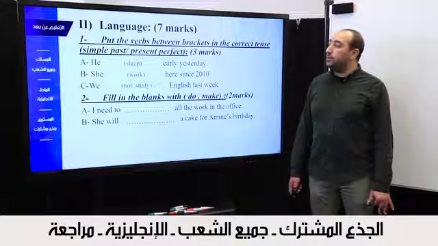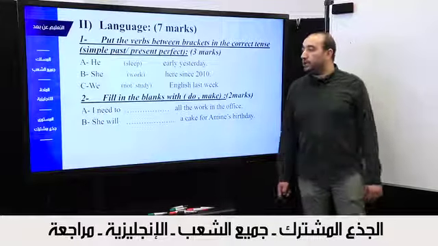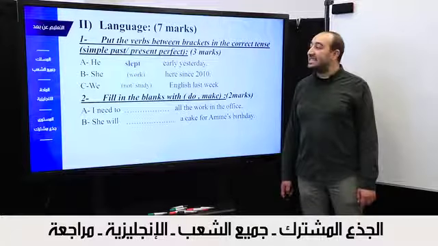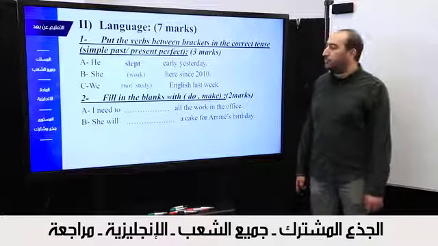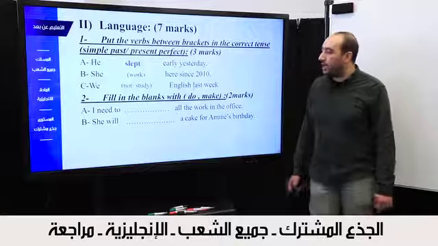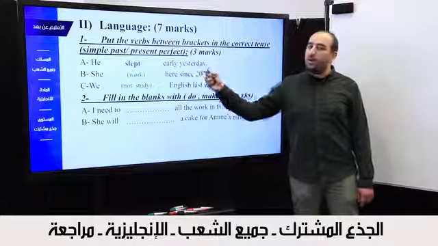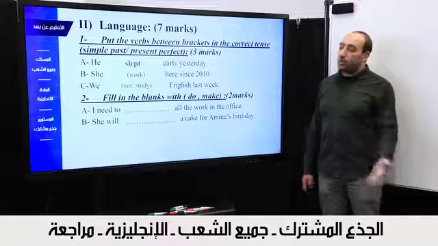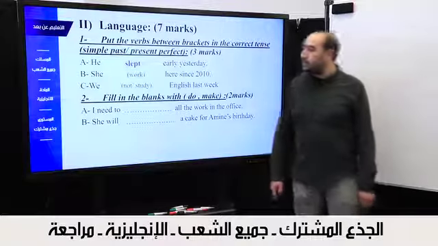Let's do the first one. He slept. This is the simple past of sleep. It is an irregular verb. He slept early yesterday. As you can see here, we have a time indicator which is yesterday. So we need to use the simple past.